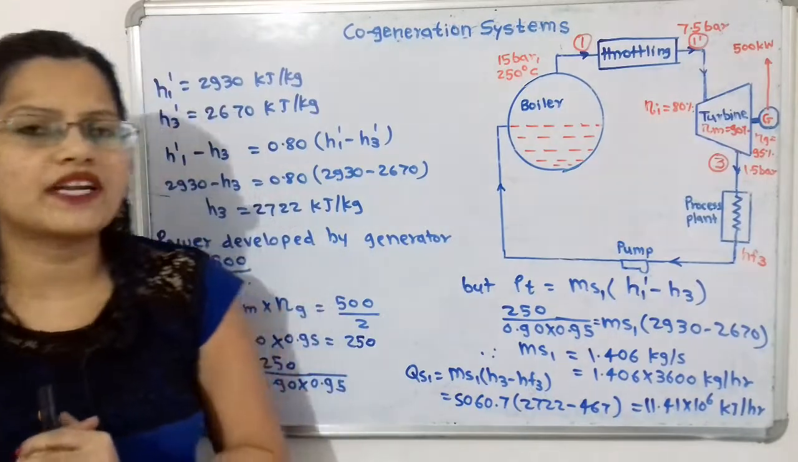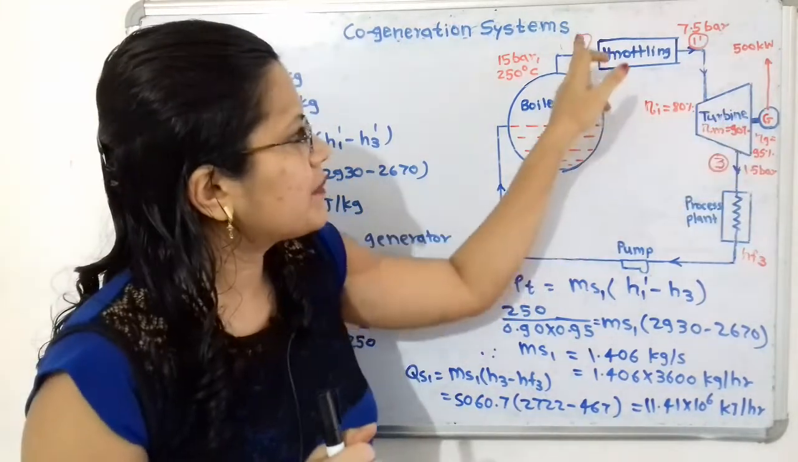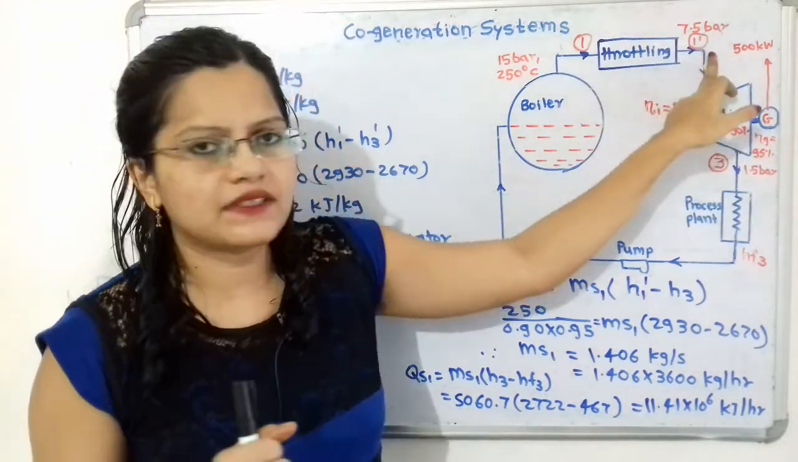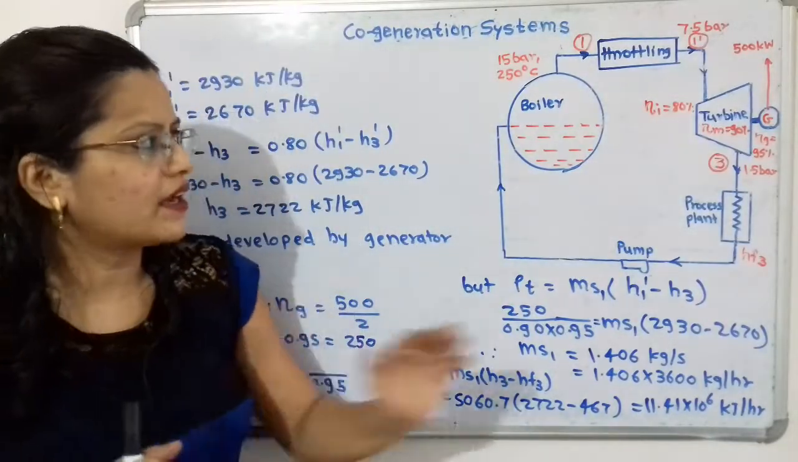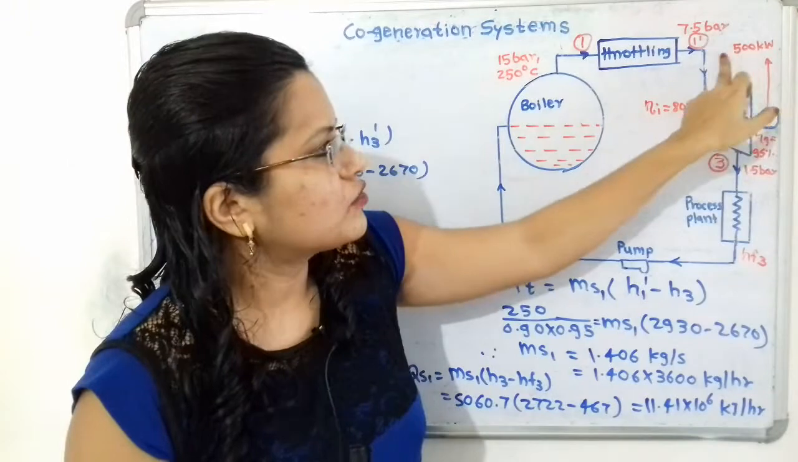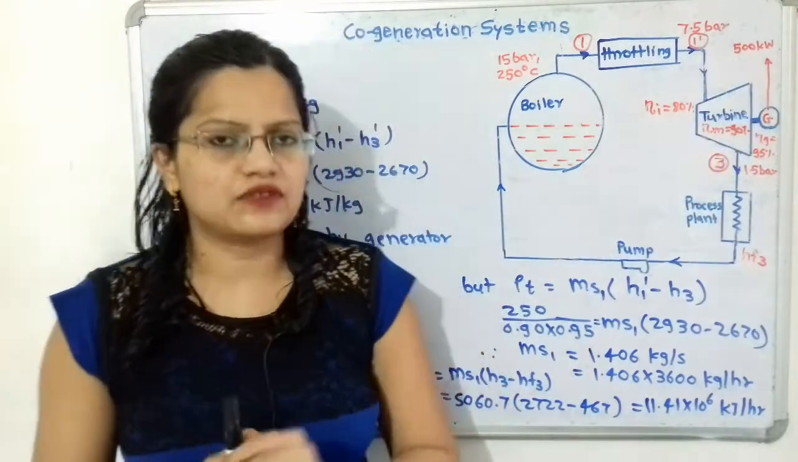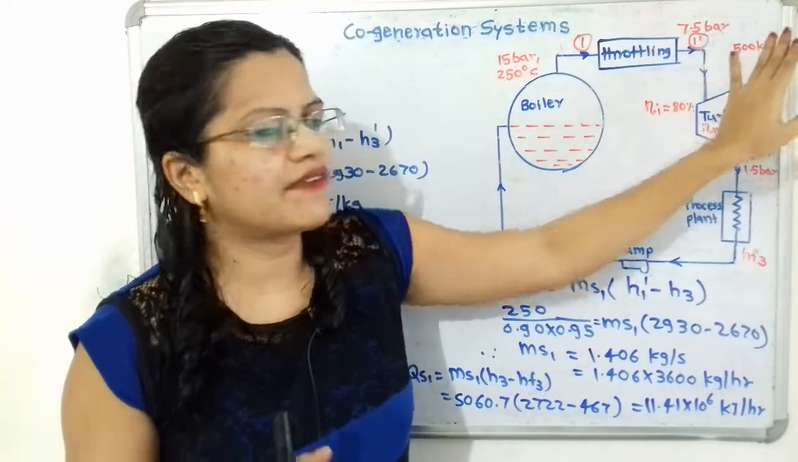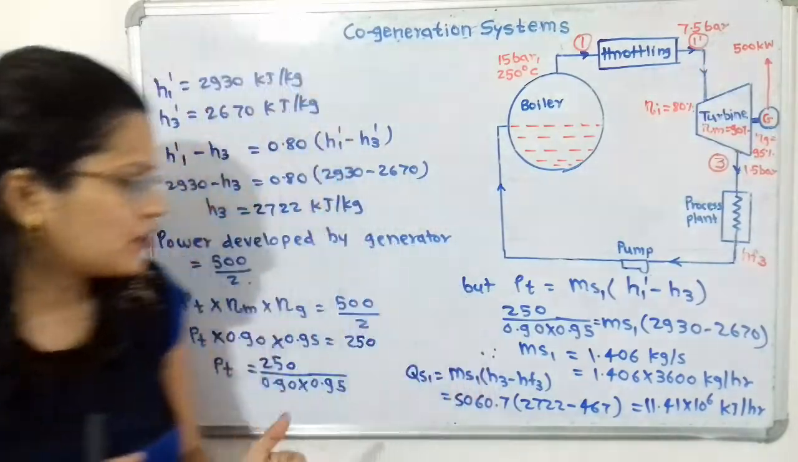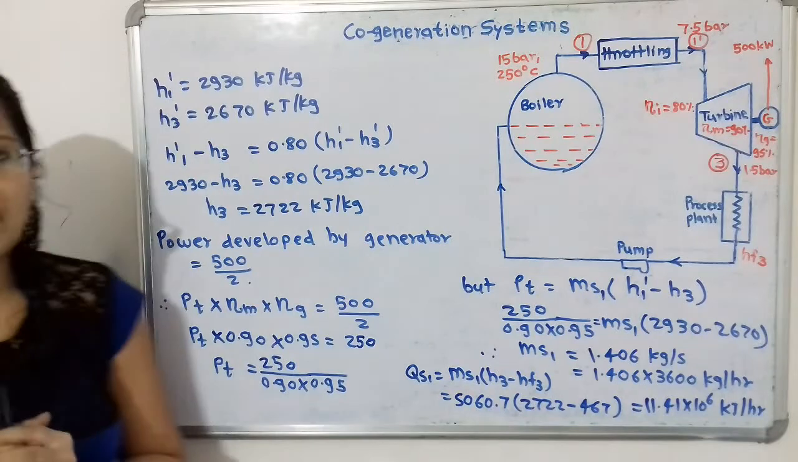Power developed by generator. So what is the power developed by the generator? Here the pressure is reduced by 50% and the load is also reduced by 50%. So the power developed is also reduced by 50%. So we have to take the power developed by generator as 500 divided by 2 kilowatt.